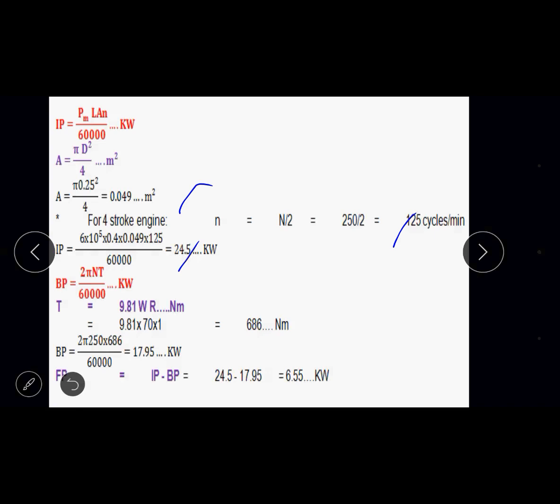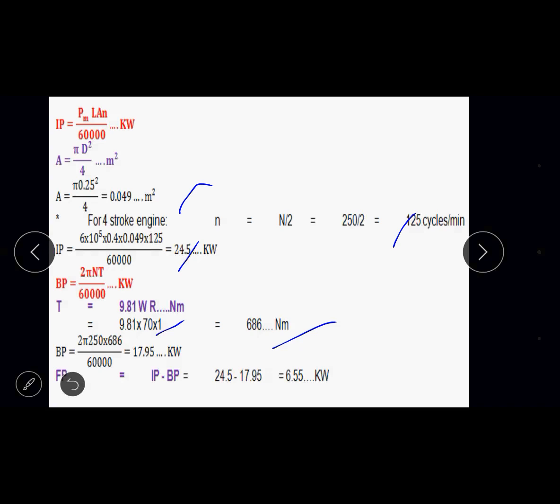Then coming to the next one, brake power. Already you have gone through this. Brake power is 2 pi NT by 60,000. Here the crankshaft speed capital N is available, and we have to find the torque. For the torque, only the brake drum load is given and spring load is not given, so spring load will be taken as 0. Only the brake drum diameter is given, and the rope diameter is not given, so we take the rope as 0. So we just take capital W, given directly as 70 kg, and capital R, given as 1 meter. Using the formula 9.81 into WR, you will get the torque as 686 Newton meter.